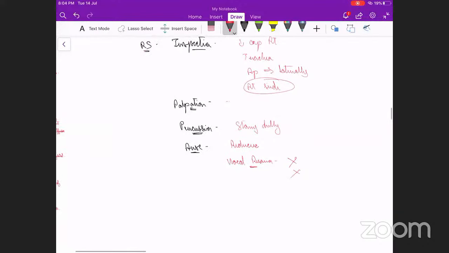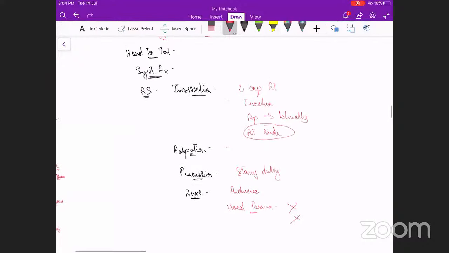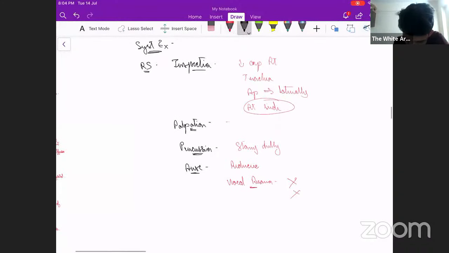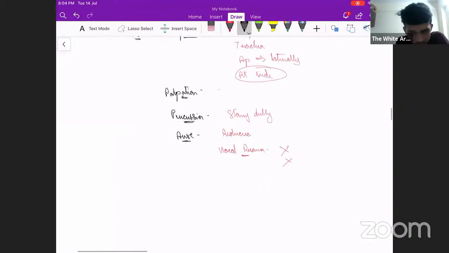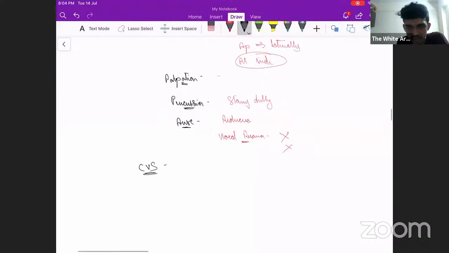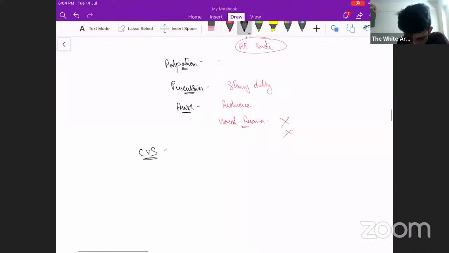To rule out kidney, we'll do a per-abdominal exam. CVS, don't you want to do? Yes, because we have a very close differential diagnosis. CVS, nothing else, again only the apex beat was shifted. Nothing else was found. Next, you will do an abdominal examination.